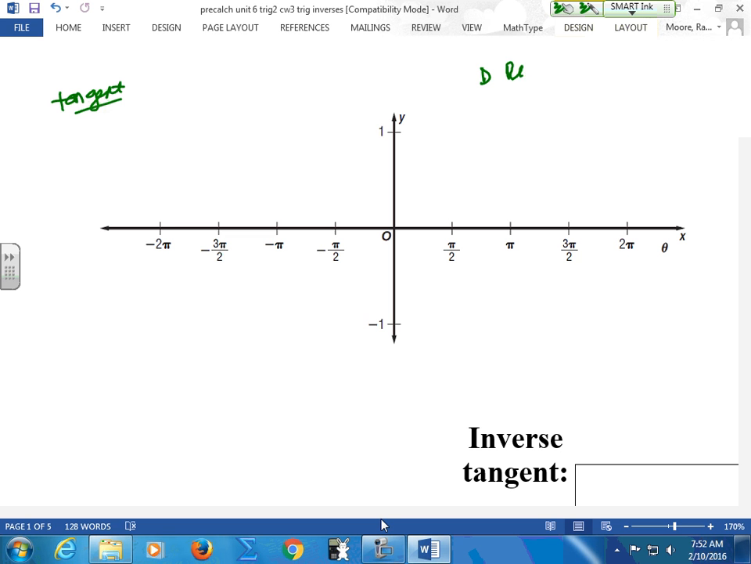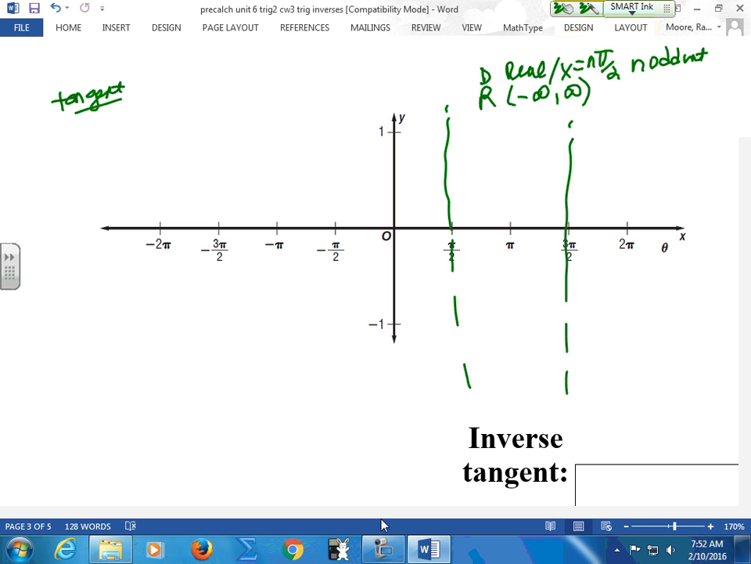The domain is real, except when x is n pi over 2 and n is an odd integer. What's the range? Negative infinity, positive infinity. Good. So, I know right here, right here, right here, right here. So my tangent curve goes like this.